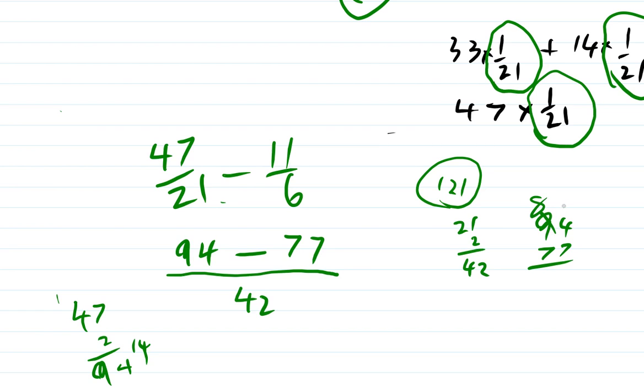You borrow 1 from 8. Algorithm again. 14 minus 7 is 7. 8 minus 7 is 1. So we have 17 divided by 42. So, it's 17 over 42. So, that's what I got for that part.